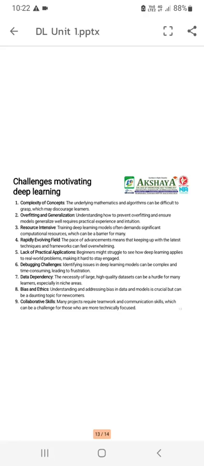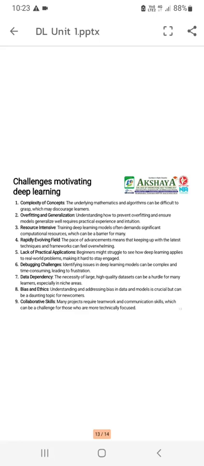Okay, and what do you mean by overfitting and generalization? It is about understanding how to prevent overfitting and ensure the model works, which requires practical experience for its implementation. Okay, overfitting means the model may work for trained data, but when you try to apply it to similar environments, it may not work. So we have to create a model in such a way that it is neither overfitting nor underfitting. You have to go with generalization models.